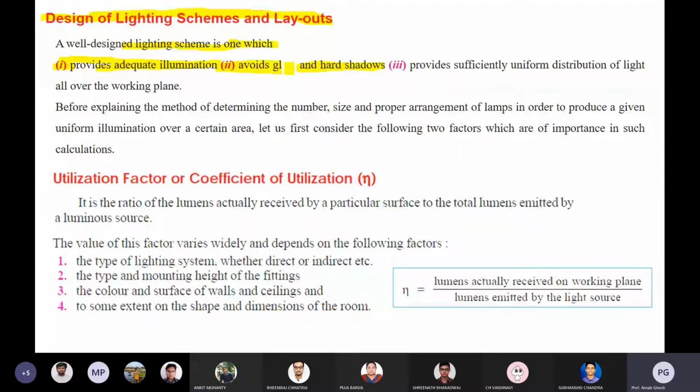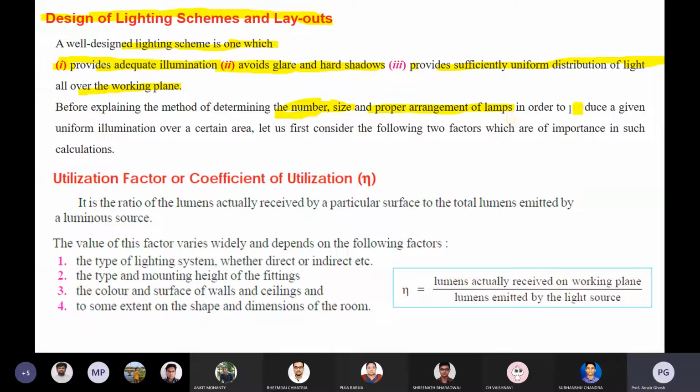Before explaining the method, determine the basics: the number, size, and proper arrangement of the lamps. That's very important, and we need to know it in order to produce a given uniform illumination over a certain area. Let us first consider the following two factors, which are important in such calculations. So we have to know some calculations to understand what formulas we are going to use for those methods.